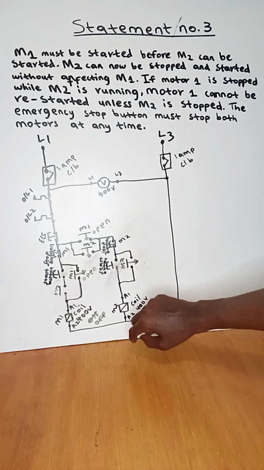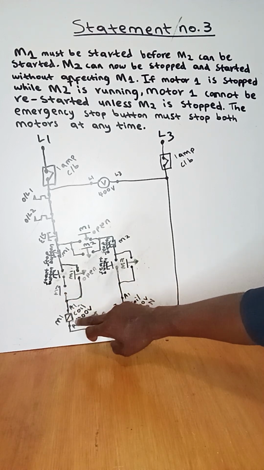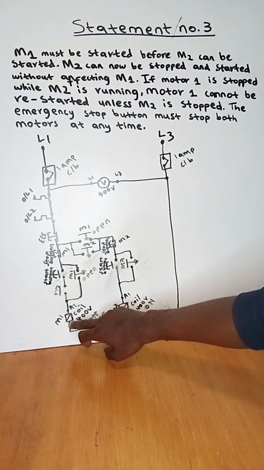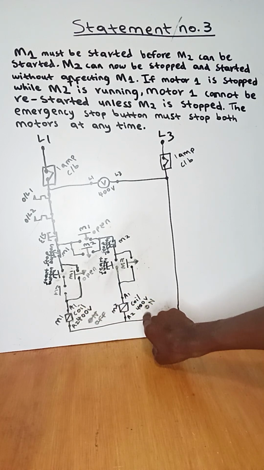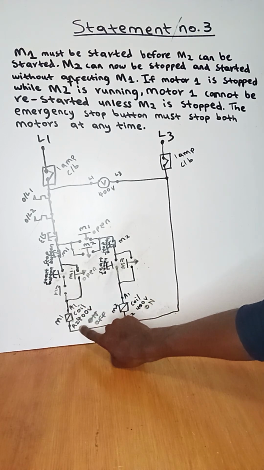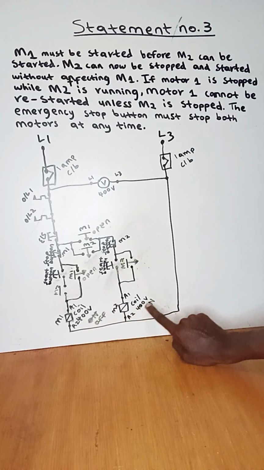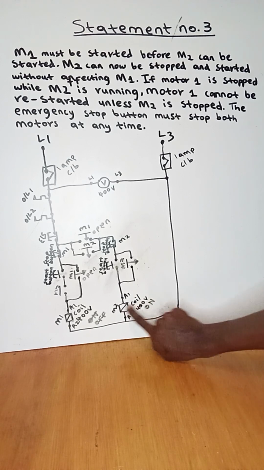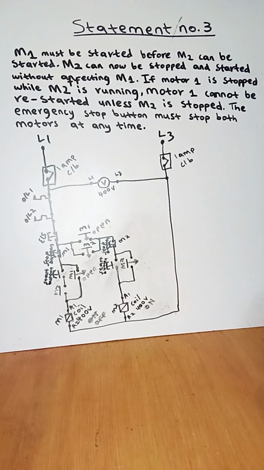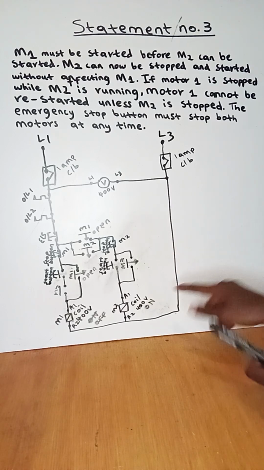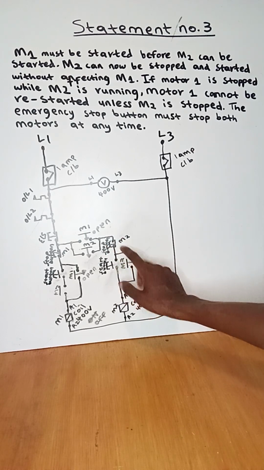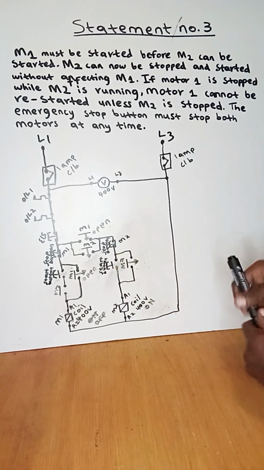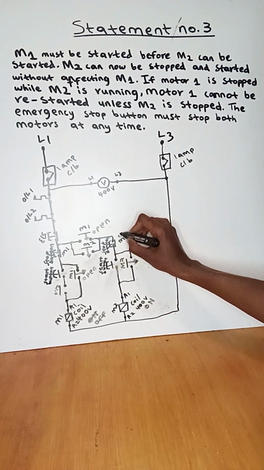But they say motor 1 must be energized when motor 2 is stopped. So to energize motor 1, we must stop motor 2. Let's stop motor 2 and see if it will allow us to start motor 1. When we want to stop motor 2, we must press the stop button of motor 2 so that it can stop motor 2. So I press the stop button of motor 2. It creates an open contact.